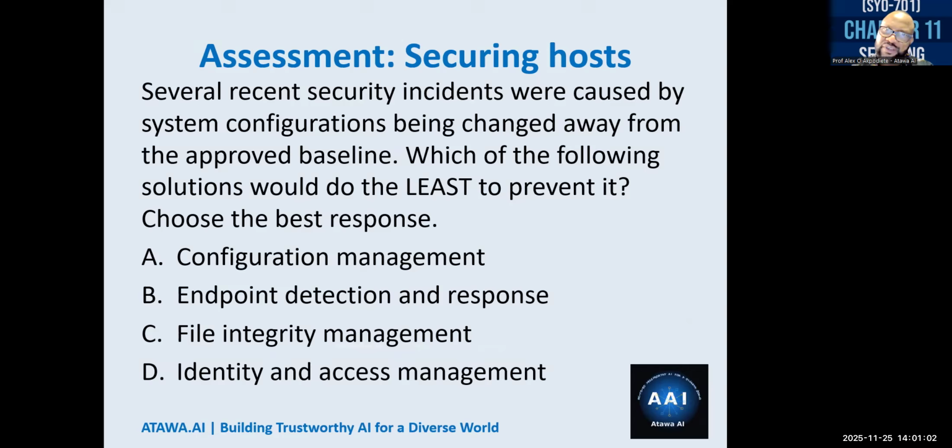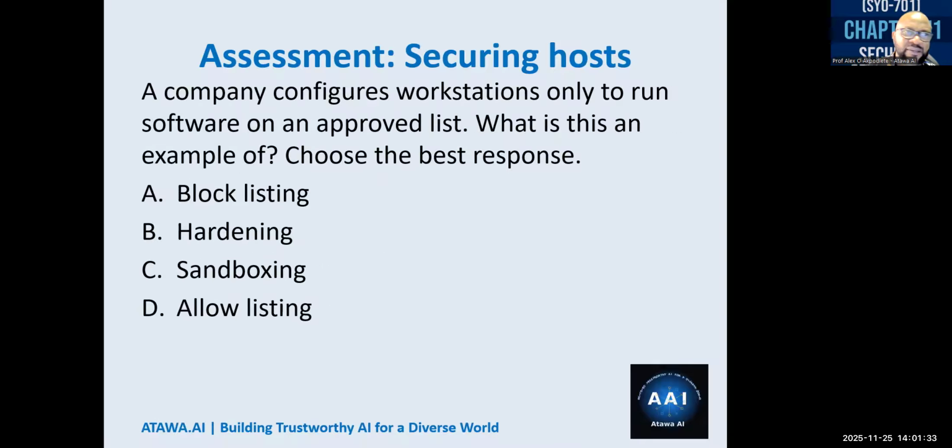Several recent security incidents were caused by system configurations being changed away from the approved baseline. Which of the following solutions will do the least to prevent it? Choose the appropriate response. So configuration management enables us obviously to check what is happening in our system, endpoint detection and response is good, file monitoring. So that's why D is not going to really help here. Monitoring access management. Somebody already changed it, so D is the right answer.